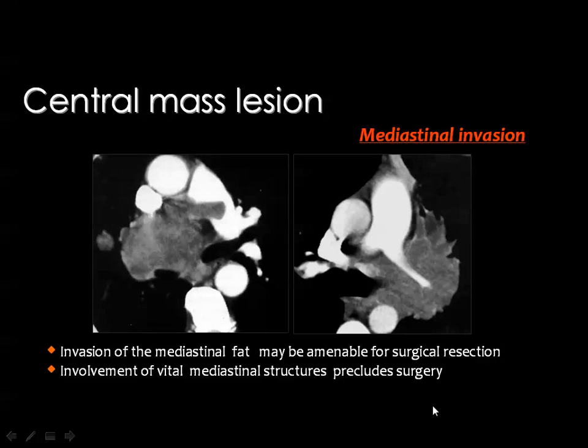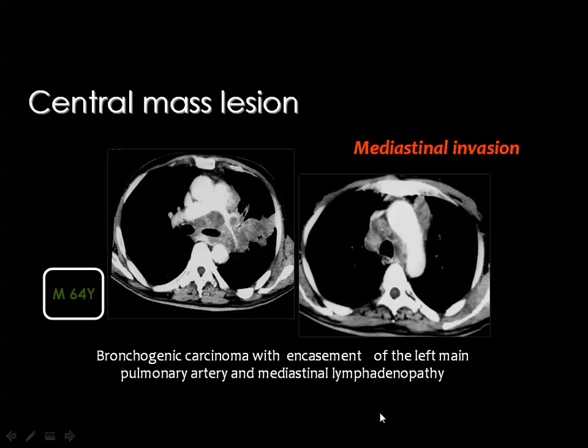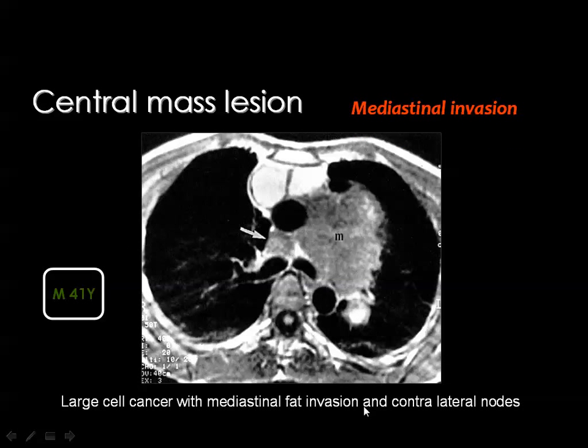Also, we should assess the possibility of invasion of the mediastinal structures, like this bronchogenic carcinoma invading the left main pulmonary artery, and this bronchogenic carcinoma totally encasing the left main pulmonary artery. And here is a central lesion which is encasing and attenuating the left main pulmonary artery with metastatic mediastinal lymphadenopathy.